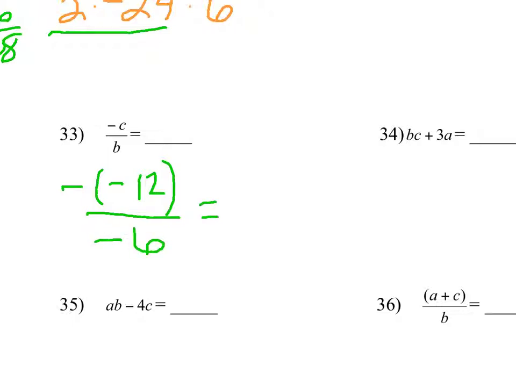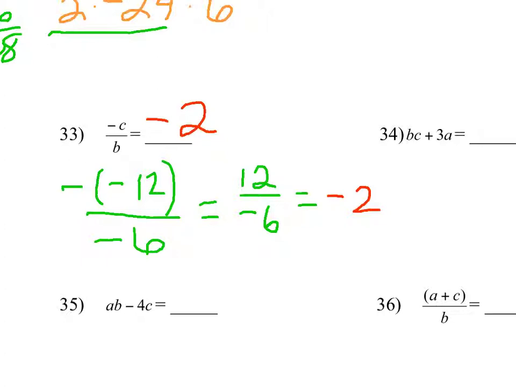All right, at first this looks kind of intimidating. We've got a lot of negative signs going on, but take it one step at a time. The opposite of negative 12 is going to be 12. I still have a negative 6 in the denominator. And then, depending on how you want to word it, reducing or dividing, 12 divided by negative 6 should be negative 2. And that's your answer. So 33 is negative 2.